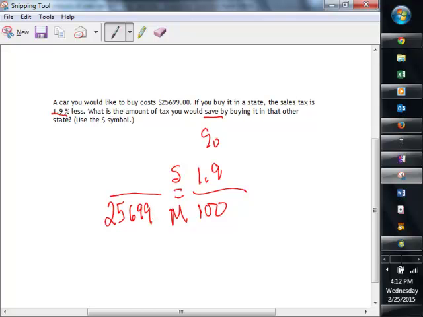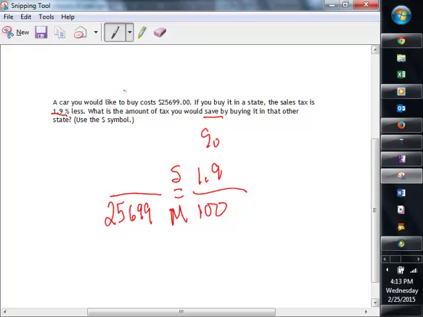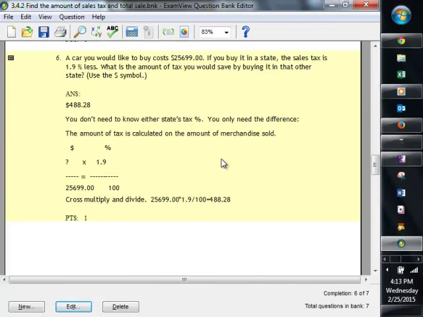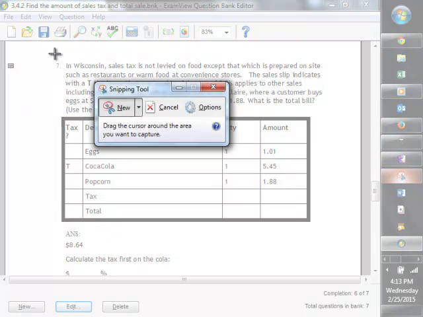$25,699. So we're going to cross multiply and divide again. $25,699 times 1.9 divided by 100, we're going to save $488.28. Which is a good chunk of change. That's like one payment's worth. So it's way worth it for you to shop around. Not just savings on taxes, but savings on the price of the car, too.